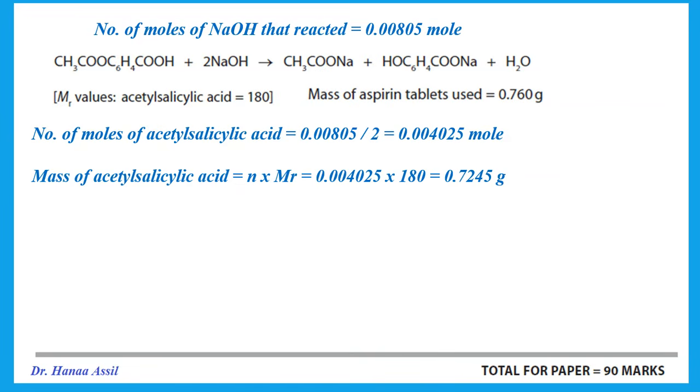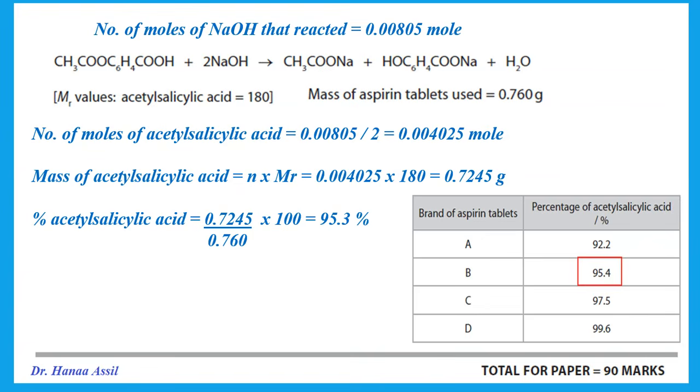Now we started with 0.76 grams of aspirin. That means according to our calculations, the brand of tablet that we used has 95.3% acetyl salicylic acid. I look at the table and that tells me that we used aspirin B.